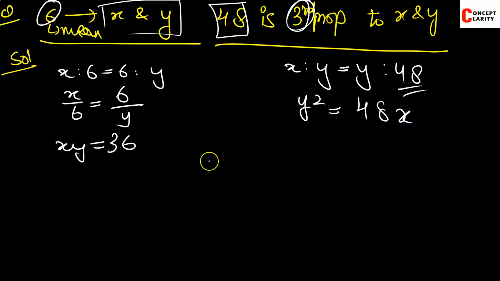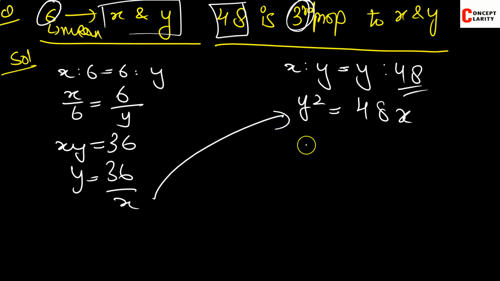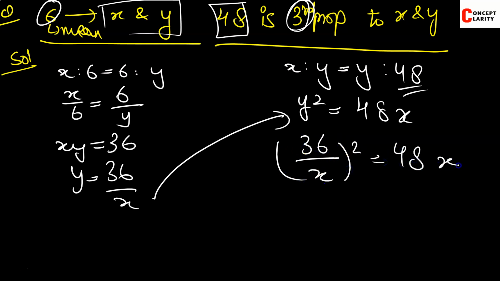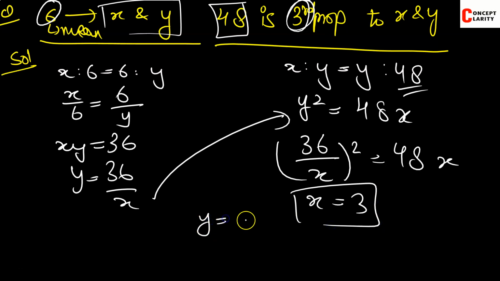Now we have to just solve it. So y squared is equal to 48x. We can get y is equal to 36 by x. So we put this value in here, and we get (36 by x) whole squared, which gives out to be 48x. Now on solving, we get x is equal to 3. When we get x equal to 3, we can get the value of y too, that is 12. Okay, so this is how you have to do it.